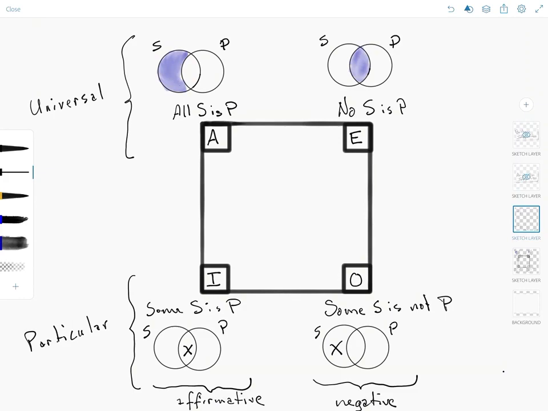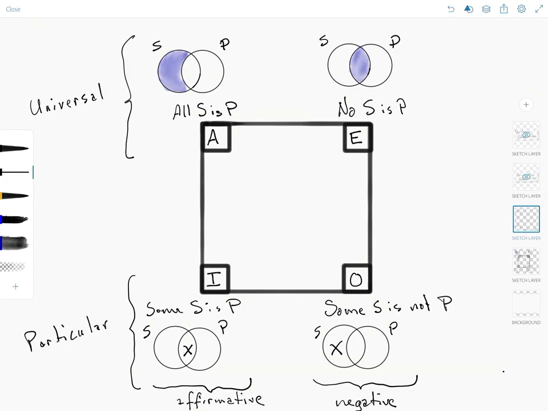That's what we mean by that, right? If we look at universal negative, we see that the shading is in the region of S overlapping P because that region is empty, which means there are no S's that are also P, which is exactly what we mean when we make the claim no S is P.